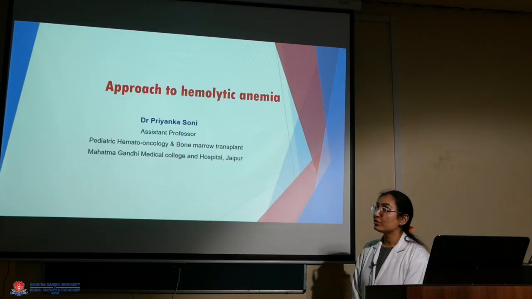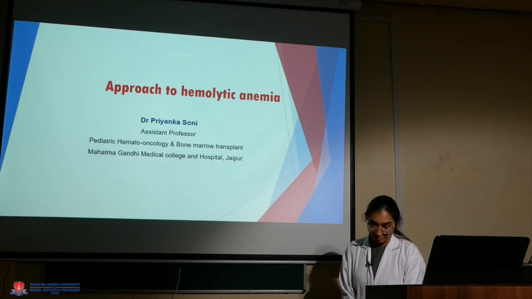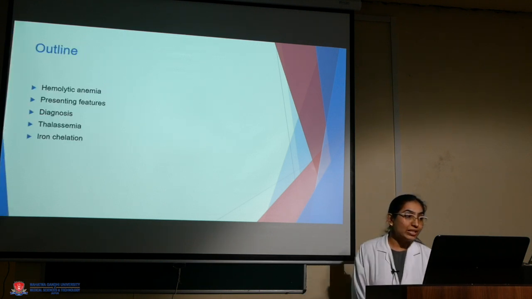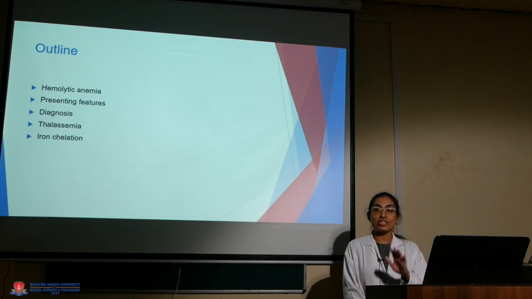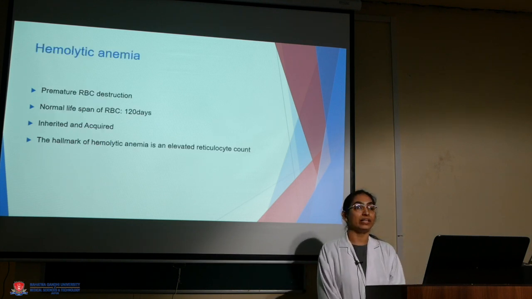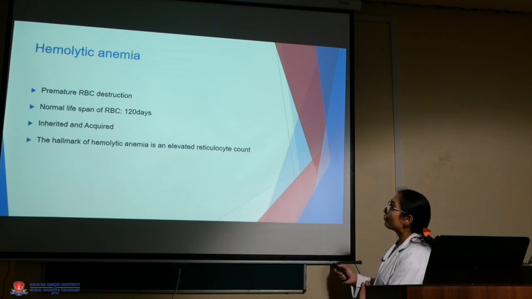So today we are going to learn the approach to hemolytic anemia. In this we are going to understand about hemolytic anemia, the presenting features, and diagnosis, with special focus on thalassemia and iron chelation. So what happens in hemolytic anemia? There is premature RBC destruction.